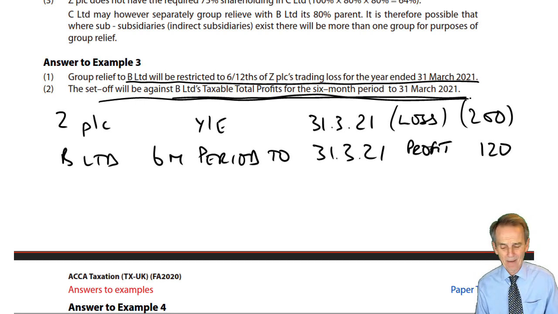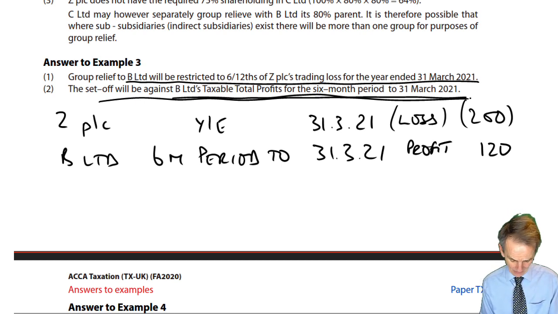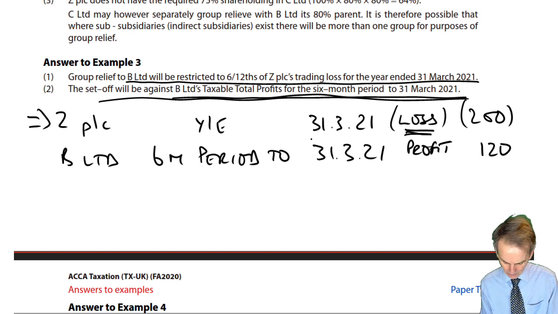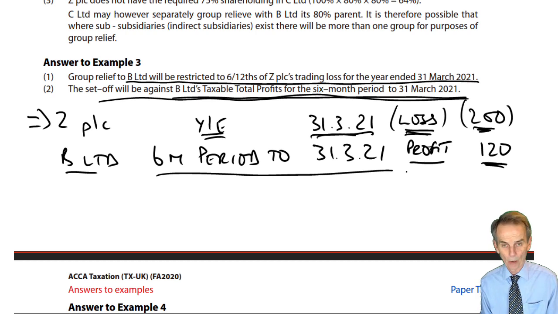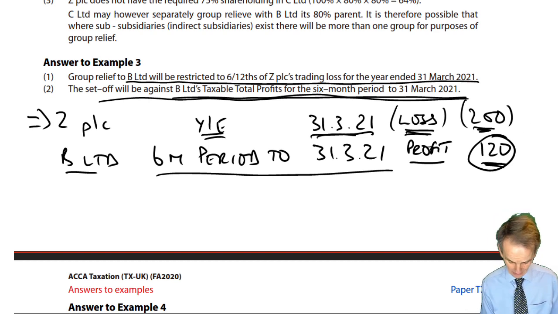There were no numbers there, and often it's easy to understand things with numbers. So if we say here that Z plc, the loss maker, had a loss for its year end March 21 of 200,000, and B Limited had its profit of 120,000 for the 6-month period to March 21. What have we just said? All of that profit period corresponds, it's a part of that year ended March 21.